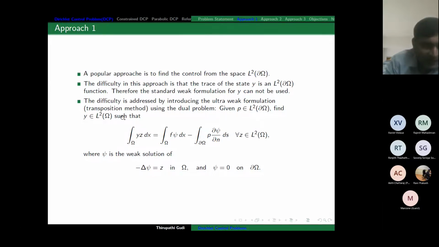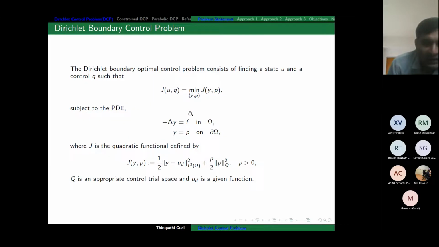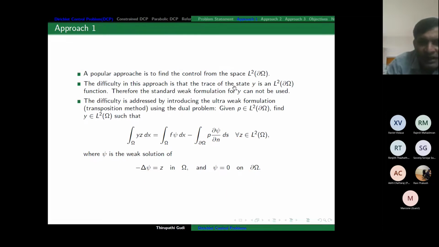But you see that the PDE we are looking at is a second order PDE, and usually the function space for y for this kind of problems is such that the trace space is much smaller than L2. It should be more regular than L2. So if you restrict to this L2 of the boundary, we cannot use the standard weak formulation that is used basically for the Lax-Milgram lemma in the H1 space.